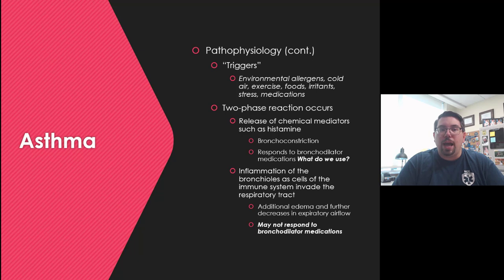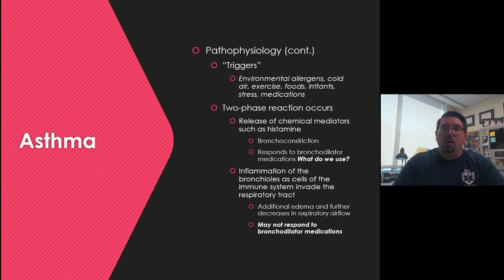The secondary component is the inflammation of the bronchioles as the cells of the immune system begin to invade the respiratory tract. This causes an additional level of edema and further decreases respiratory airflow, primarily in the expiratory phase. Remember, with asthma, patients can get air in, but they can't get air out effectively. In a pediatric patient you'll often see them grunting or exhaling with an audible "ugh" as they try to force out what air they can because of the massive amounts of air trapping that can occur.